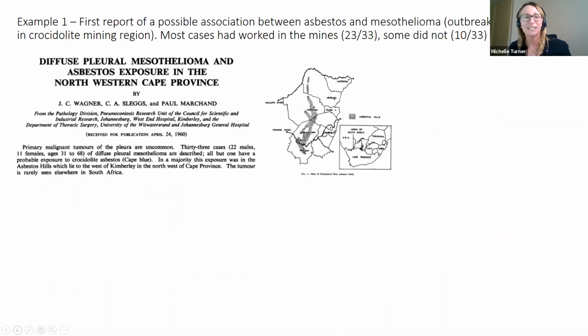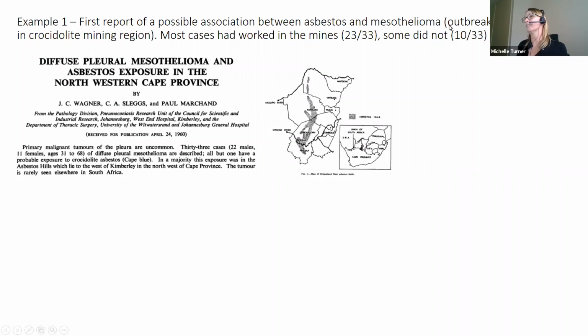Okay, so I'll keep going then. This is one example of a case series that is often referred to in occupational epidemiology. It was one of the readings in the Moodle, so I hope some of you have had a chance to take a look at it. This case series is often cited as the first report of a possible association between asbestos and mesothelioma. It describes, I think, 33 people with mesothelioma, and their linkages with possible exposure to asbestos. Many of them had worked in asbestos mines. You can see here they mention that 23 out of the 33 participants had worked in mines.